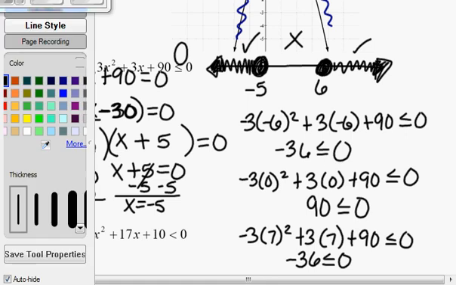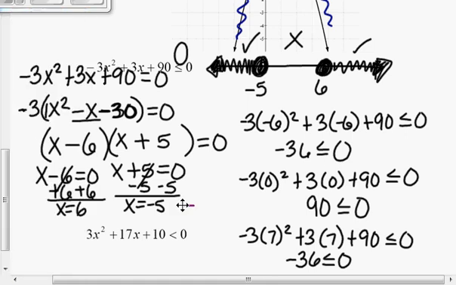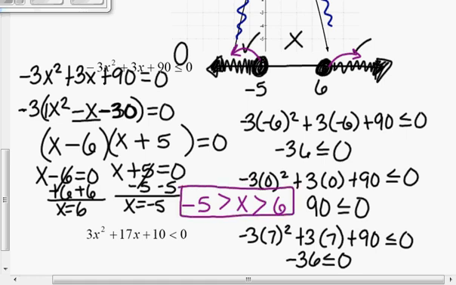So then we can write our inequality statement. We have negative 5 and 6 with an X in between. We shaded smaller values, so X needs to be less than negative 5. And then with 6, we shaded bigger values, so X needs to be greater than 6. So this is our inequality statement for this quadratic inequality.